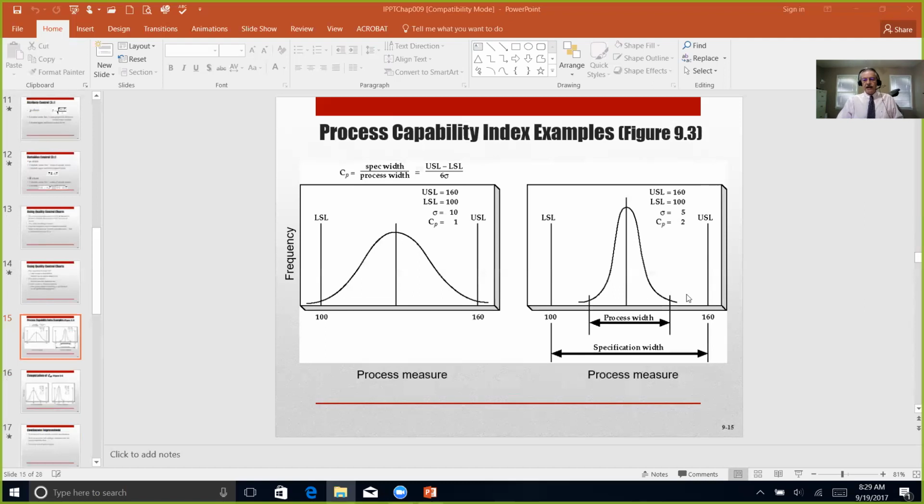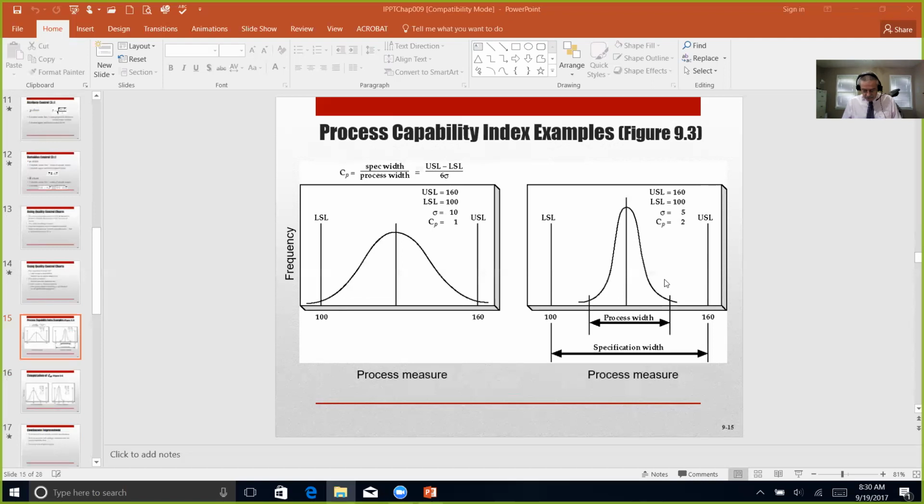Just because I have an 8-foot garage door, as an example, and my automobile from mirror to mirror is 7 feet 10 inches, even though I think I can get it in there, it may not be capable of allowing me to get in there consistently. So this is the process width, the process capability index, Cp, spec width over process width.